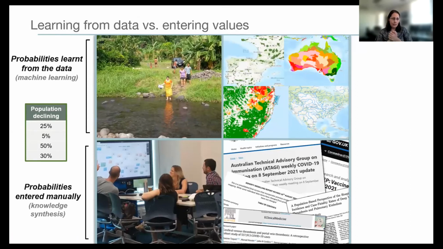So that gives you just a couple of examples of different ways you can use your Bayesian networks with different data. And they fall into these two broad categories. One is where we learn the probabilities and the structure from the data. So we're really falling into that machine learning space. The other is where we just enter in our values, and then we're looking more at what sort of knowledge synthesis, for want of a better term.